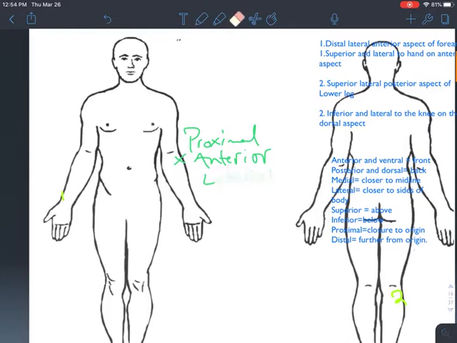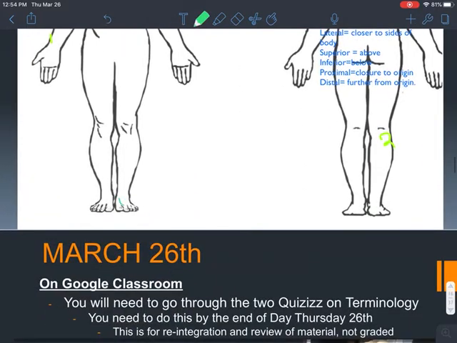Okay, let's see, you guys remember what the top of the foot is called? Dorsal. And the bottom of the foot is called plantar. Good job.